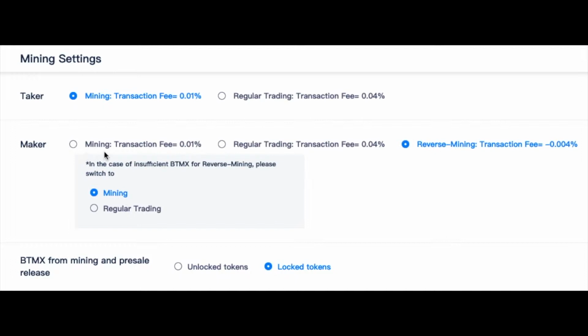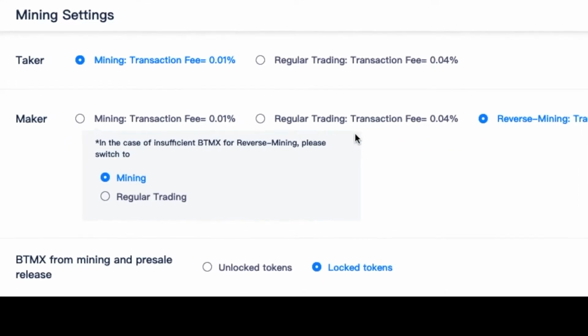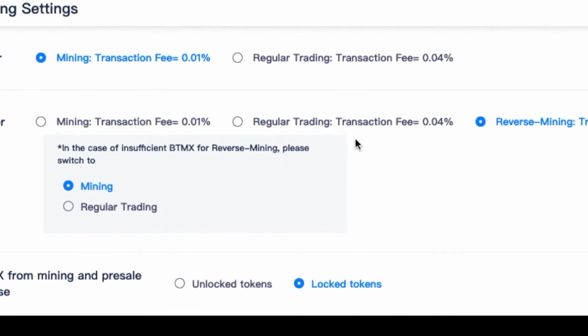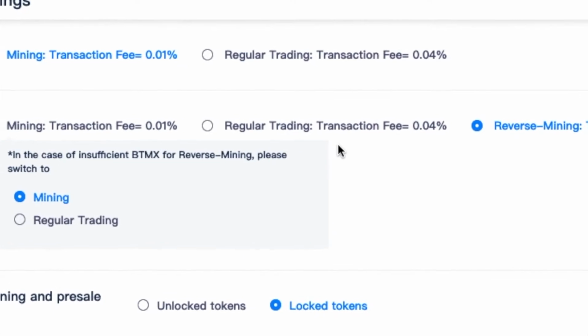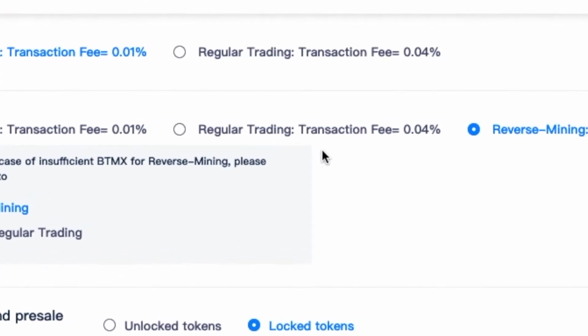You can pay mining transaction fee, regular trading transaction fee, or this thing called reverse mining transaction fee. I'll also explain what the BTMX from mining and pre-sale release section is, what's the difference of locked and unlocked tokens. The regular trading transaction fee is similar to what you see on most exchanges. You need to pay this in addition to performing your trade.